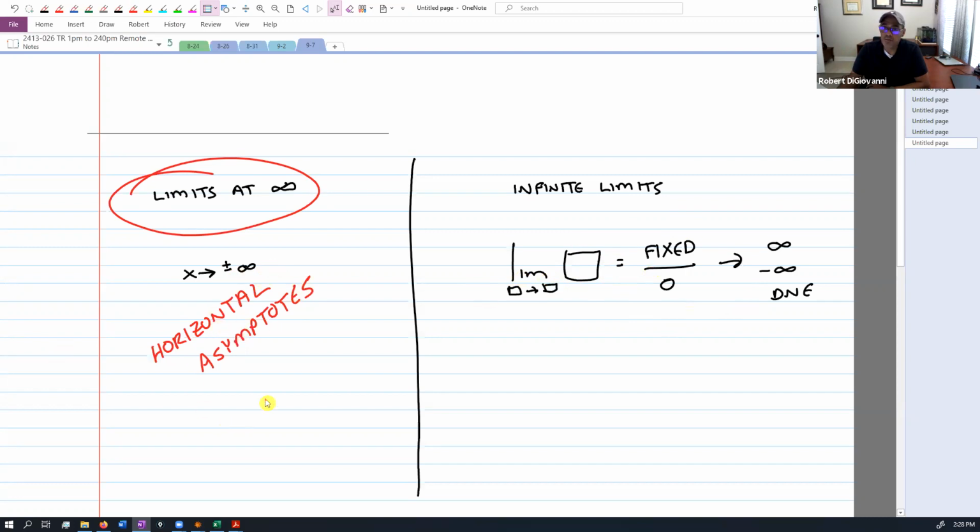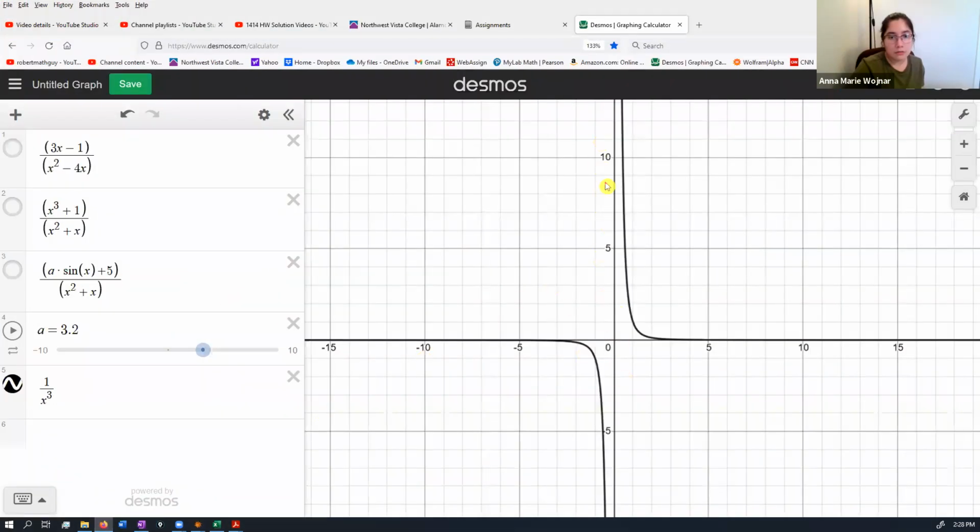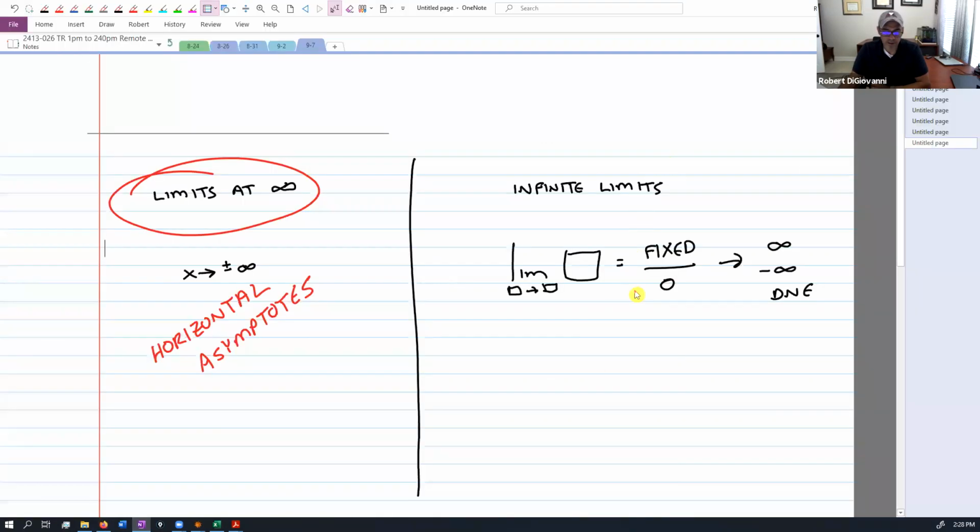Not the horizontal asymptotes, but what? Look at the graphs. The verticals, right? This is where we have vertical asymptotes. So we kind of snuck it in here, but that's what we're really looking at, another way to find horizontal and vertical asymptotes of functions.